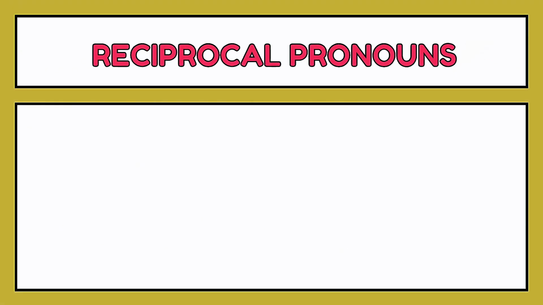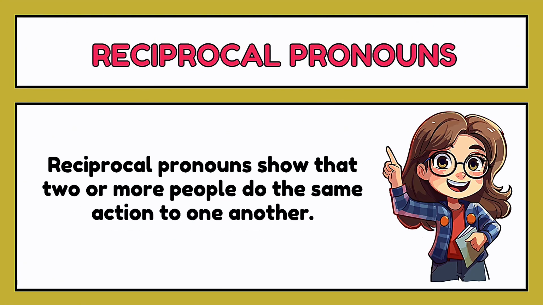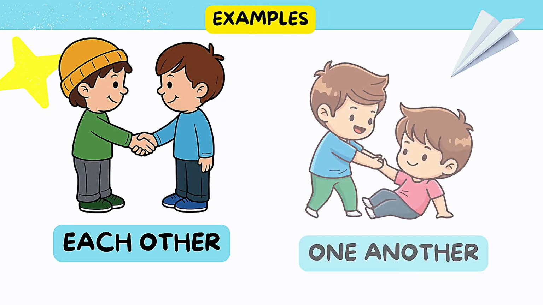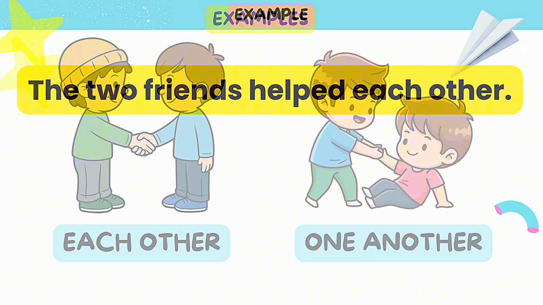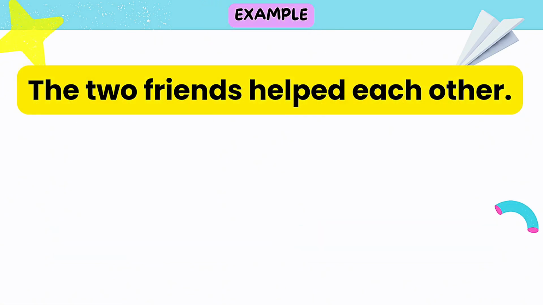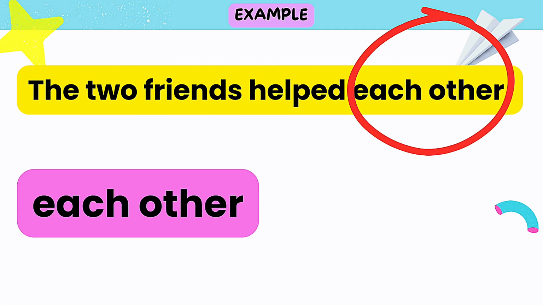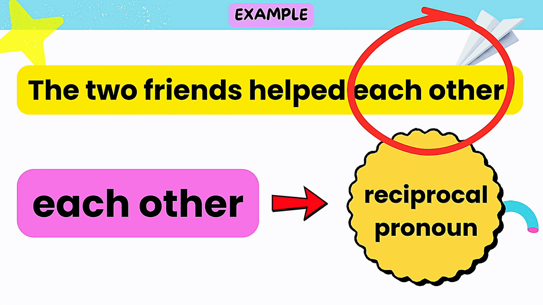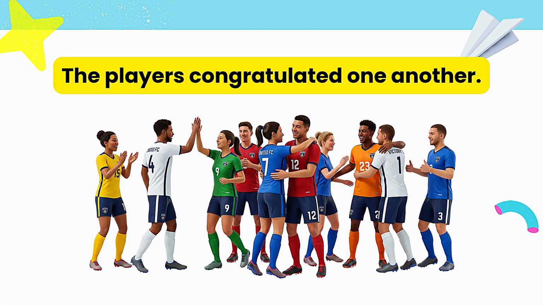8. Reciprocal pronouns. Reciprocal pronouns show that two or more people do the same action to one another. Examples: each other, one another. Look at this sentence. The two friends helped each other. Did both friends help? Yes. The action goes both ways. So each other is a reciprocal pronoun. Another example. The players congratulated one another.